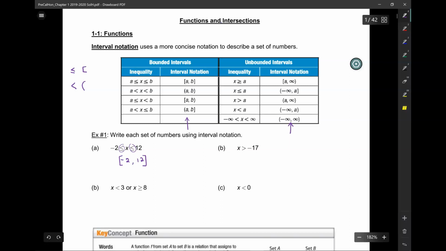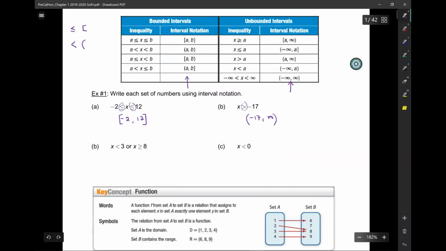That means it's all the numbers from -17 and onwards. So everything starting from -17 all the way to positive infinity. Because this is open, it's a parenthesis. Infinity always gets a parenthesis because I never know where infinity is. It is not a discrete point, so I can't say it's a point to be included. Okay? All right, here, x is less than 3 or x is greater than or equal to 8.